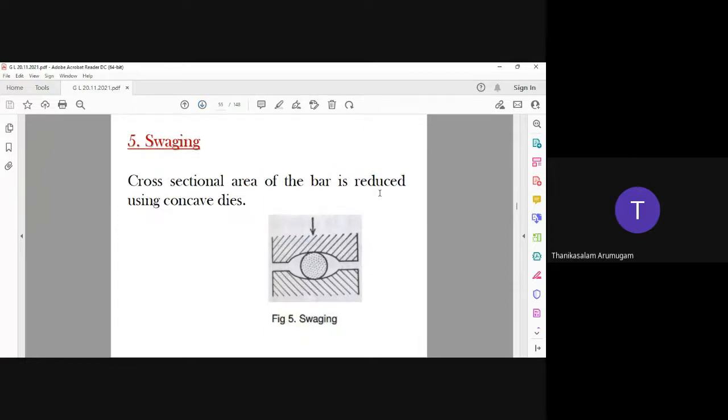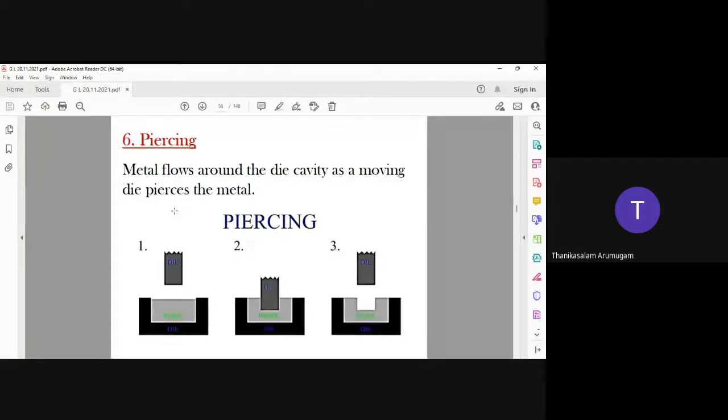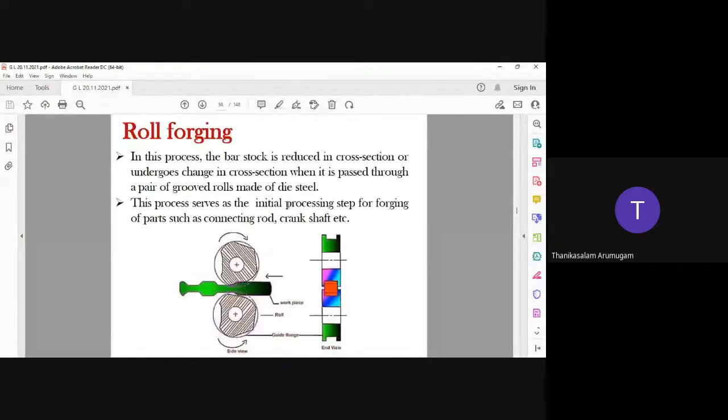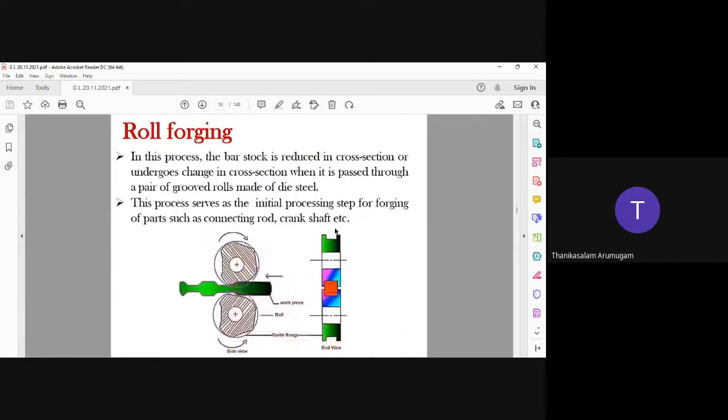The cross-section area of the bar is reduced using concave dies. Then the raising operation: metal flows around the die cavity, and a moving die raises the metal. Then rolling forging. The punching operation is a cutting operation in which a required hole is produced using a punching die.